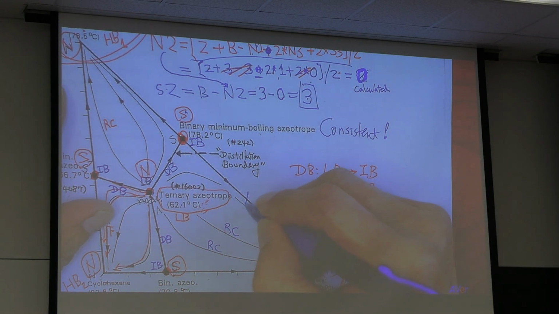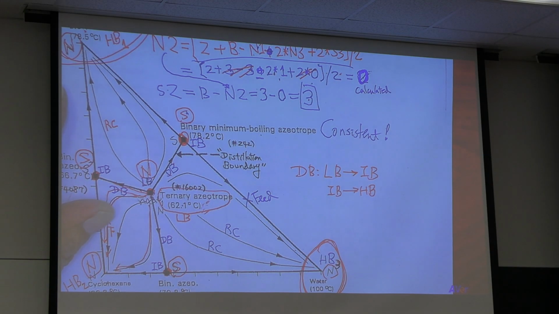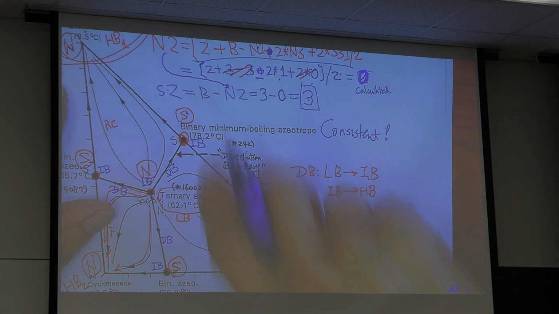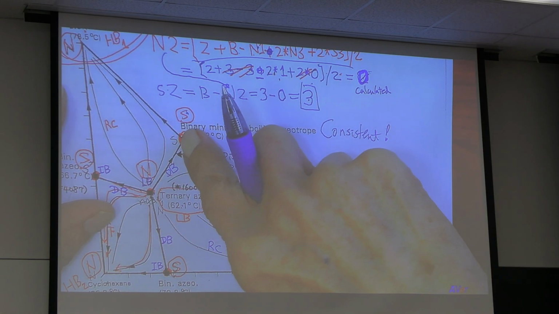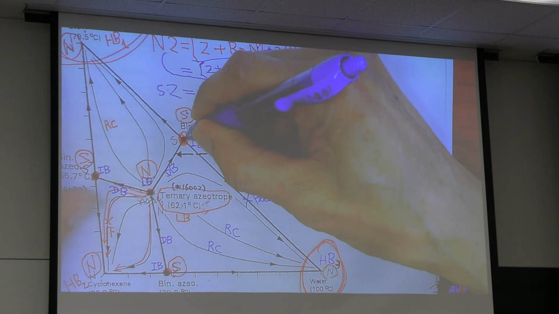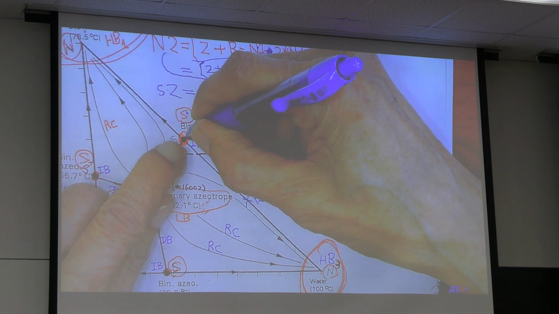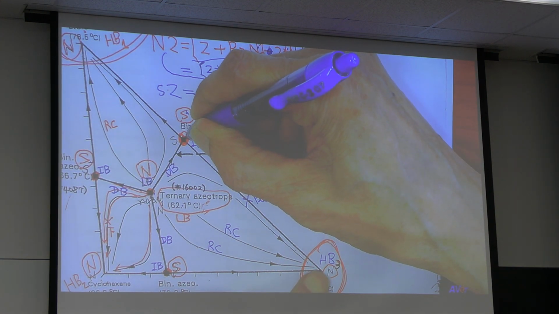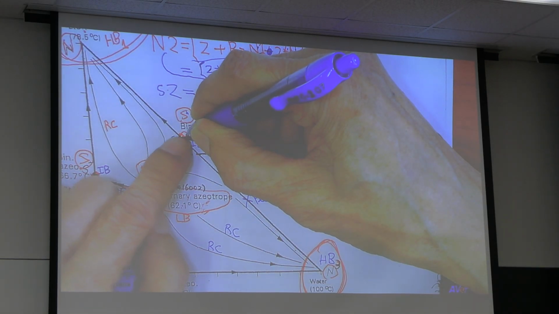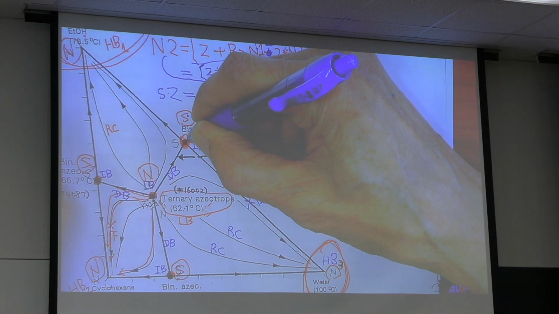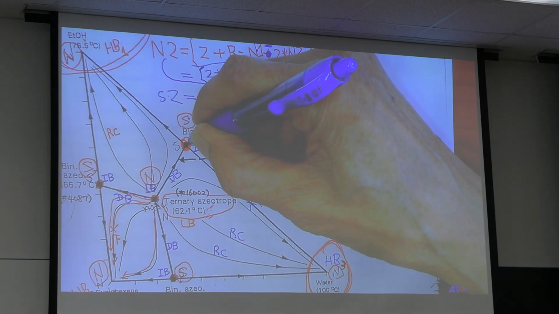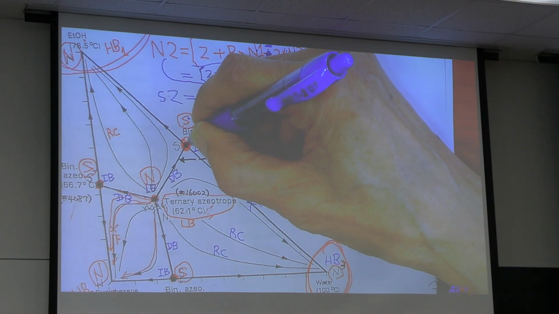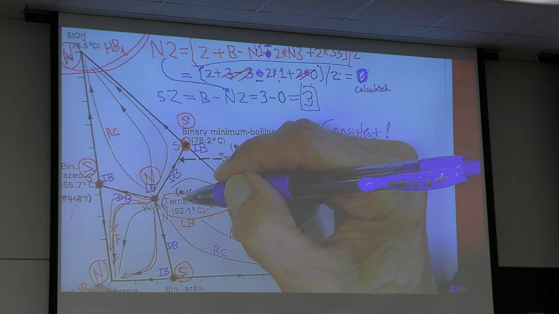You will have a feed here. Your column will stop. This is the distillate. That is the bottom. You cannot cross the azeotrope to give you an ethanol. Okay? So you need a solvent. Is cyclohexane a good one? I don't like it too much. Too many distillation boundaries, right?